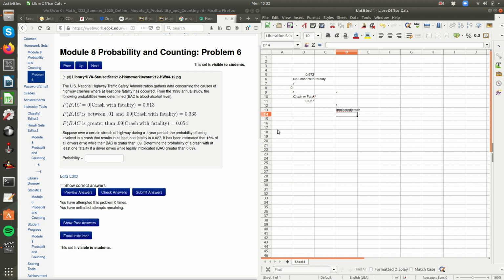So we know this fatality, that's the one that's given to us right here. It's 0.054. That's intoxicated given that there was a crash. Remember, we're out on this thing right here. That means we know there was a crash. So up here we're going to have not intoxicated.